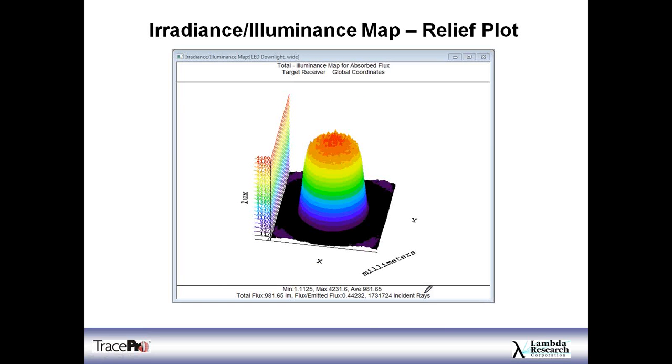There's a relief plot option for the irradiance illuminance map, and this gives you a 3D representation of that irradiance map.